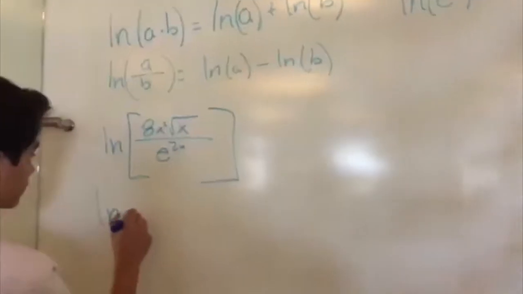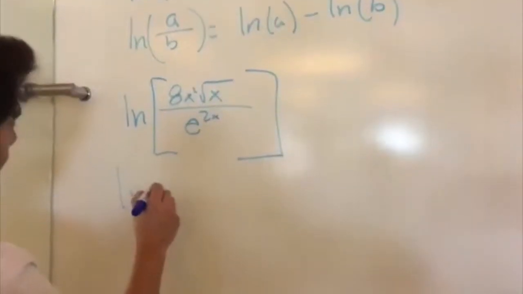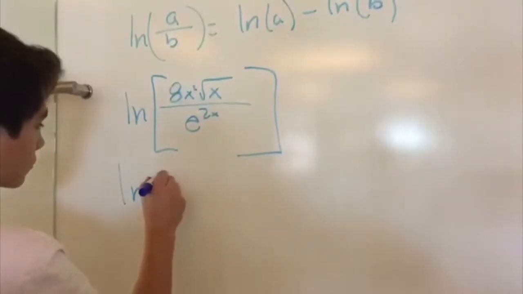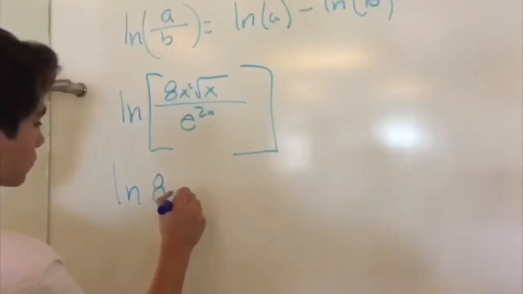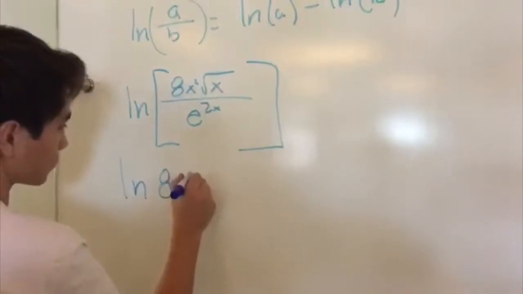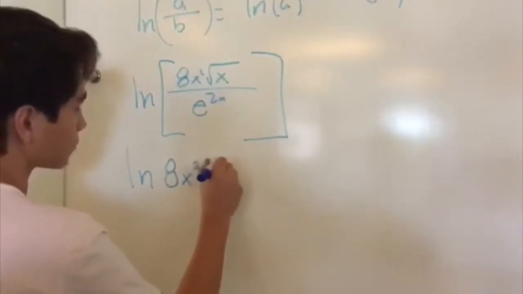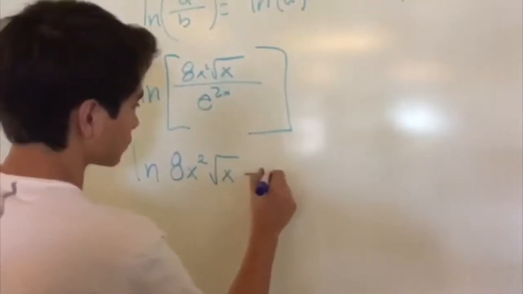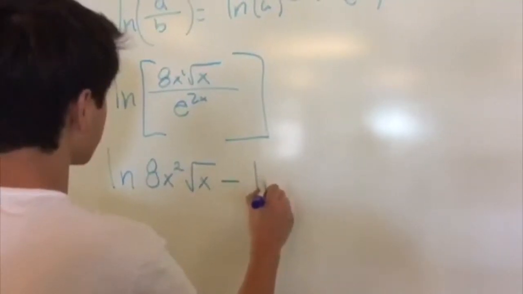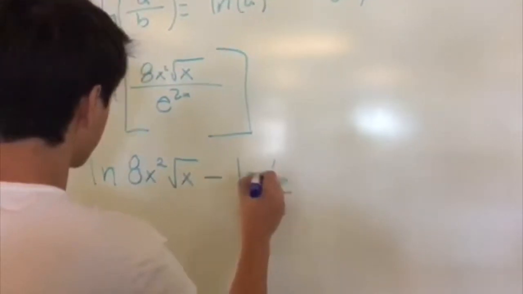We find here the logarithm of x squared times the square root of x over e to the 2x. According to the simplifying rules of logarithms, first we have to put the logarithm of the thing that we have on the top of the fraction minus the logarithm of the thing that we have on the bottom of it.